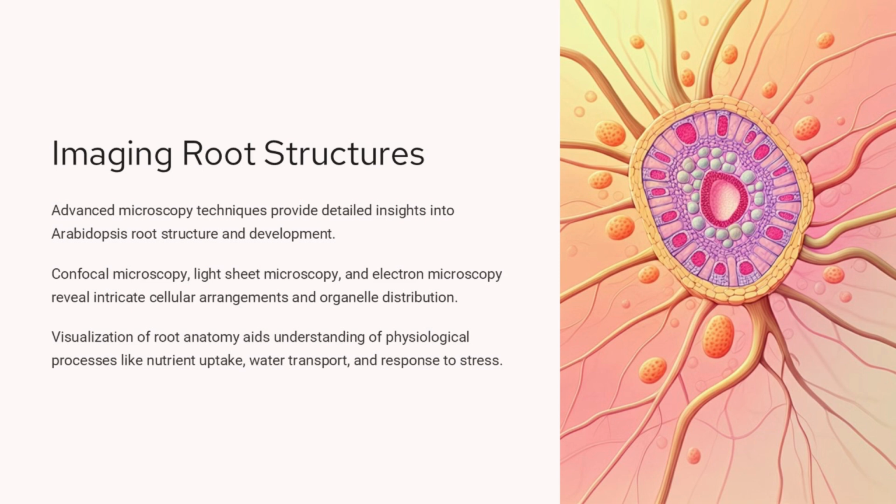Advanced microscopy techniques like confocal, light sheet, and electron microscopy allow us to visualize these root structures in incredible detail. Understanding the anatomy of the root helps us better comprehend important physiological processes, such as nutrient and water uptake, as well as the plant's response to environmental stresses. This detailed visualization provides valuable insights that can inform our research into Arabidopsis root biology and development.